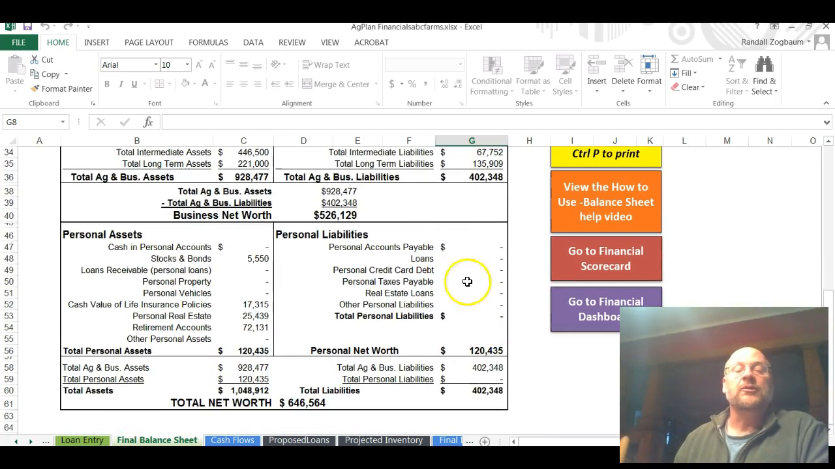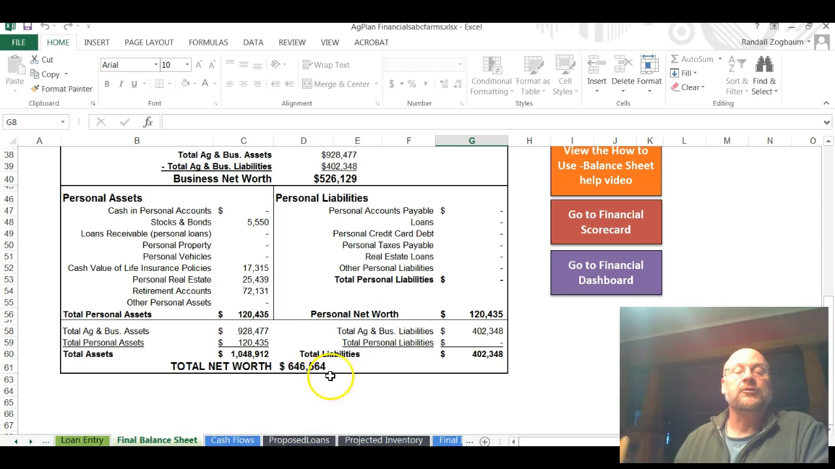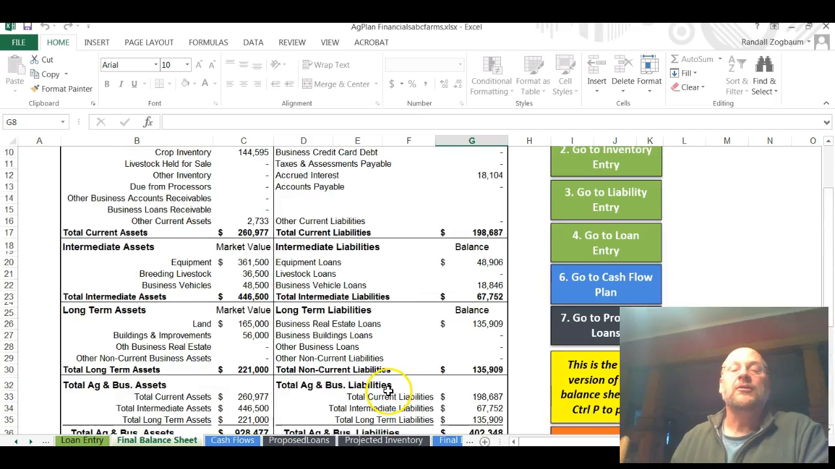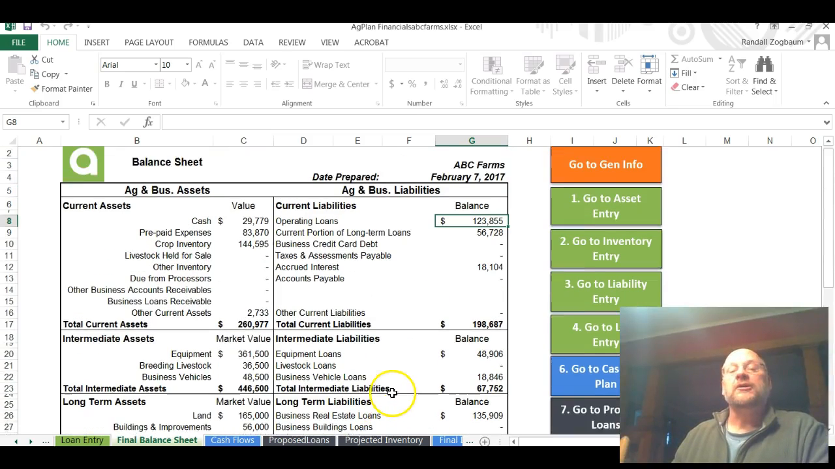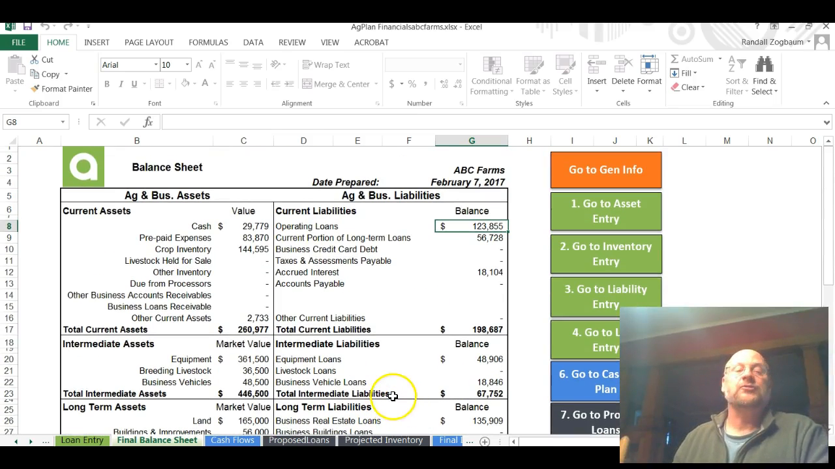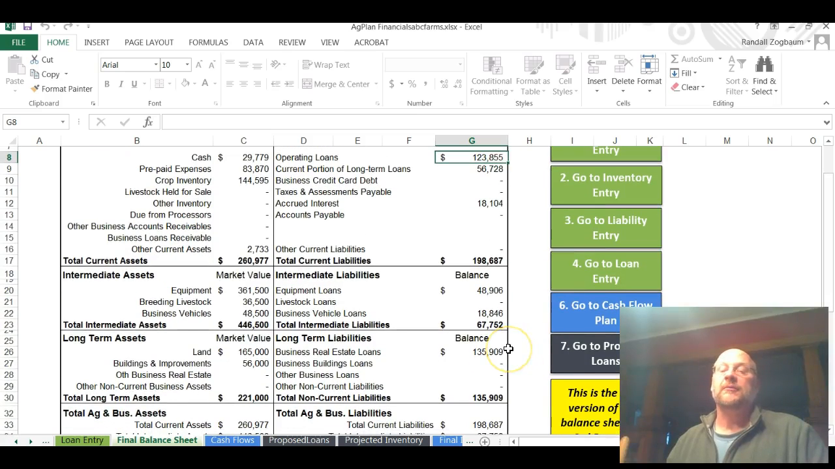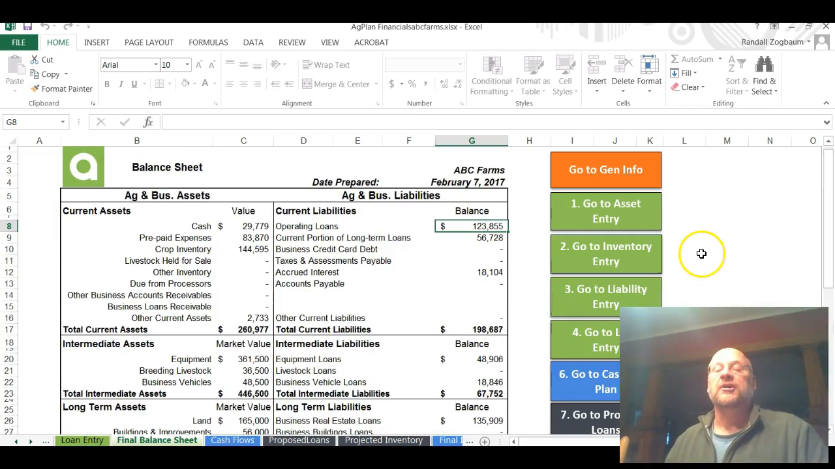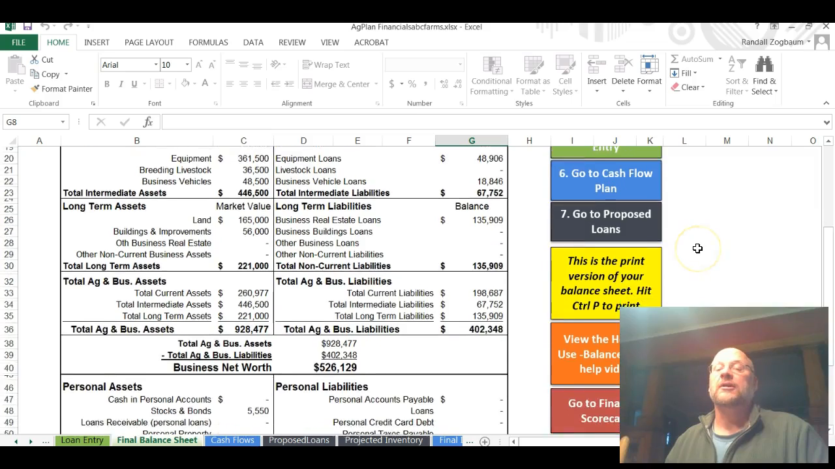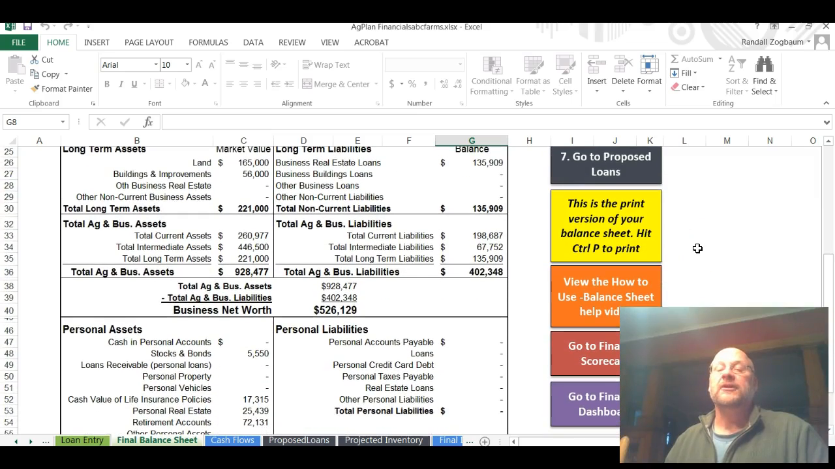526,129. When you do in the personal net worth, it goes up to a total of 646.56. So that's 1 year's snapshot. One balance sheet is 1 year's snapshot. The next one would be to close that year out and then finish, open up the next year, and then you start to have multiple years of balance sheets, which gets into a little more detail.